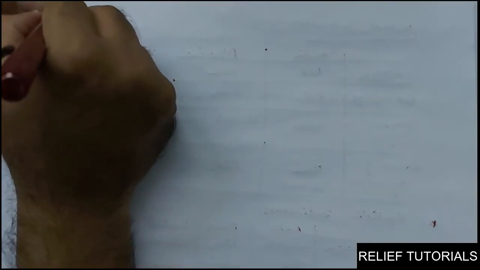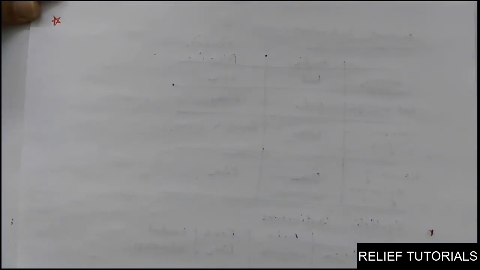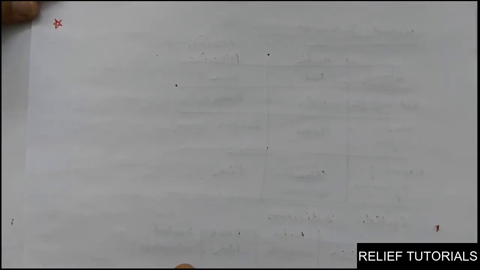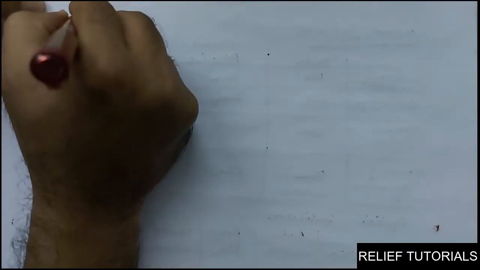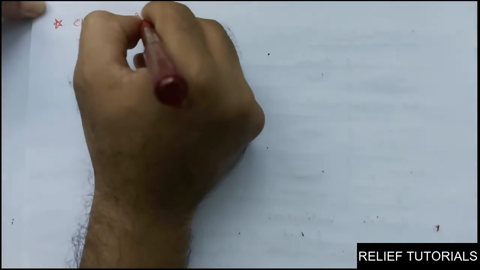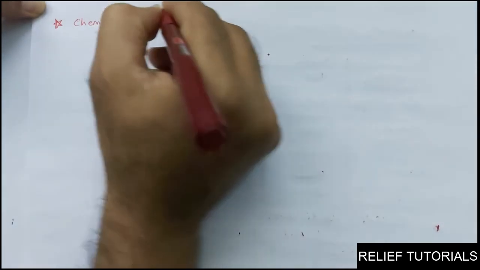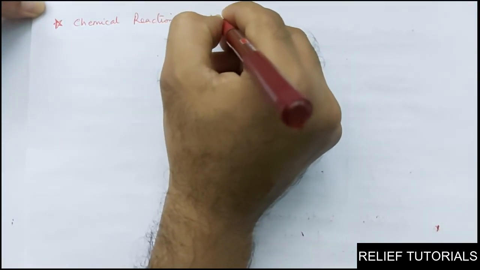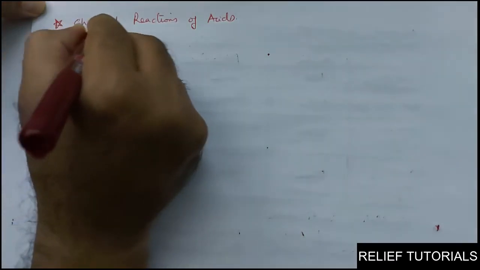Now the topic is about chemical reactions of acids and bases. In your textbook both are given simultaneously, but we are going to study them separately. First, let us study chemical reactions of acids.